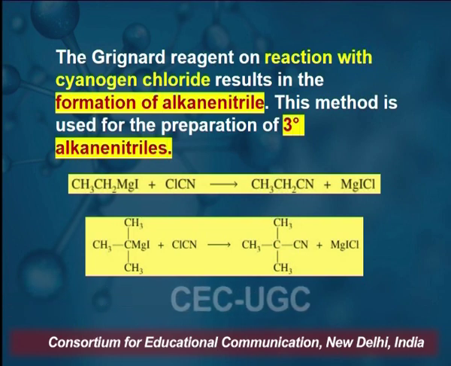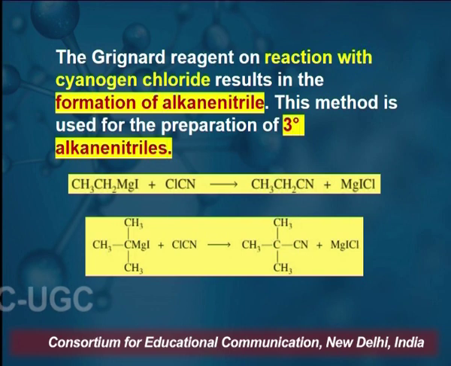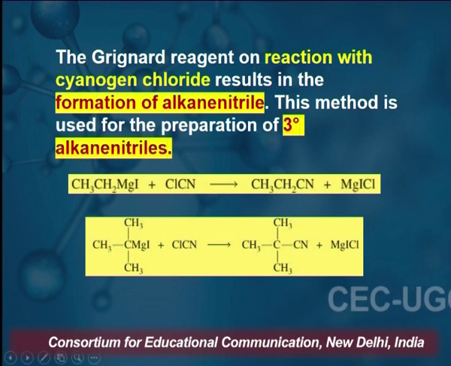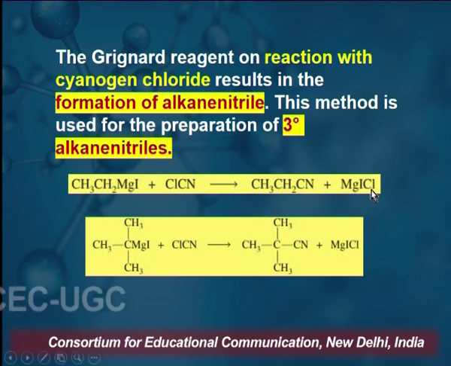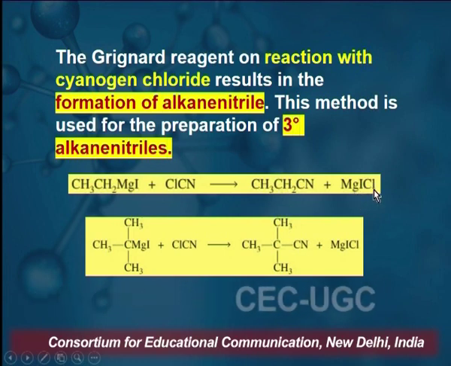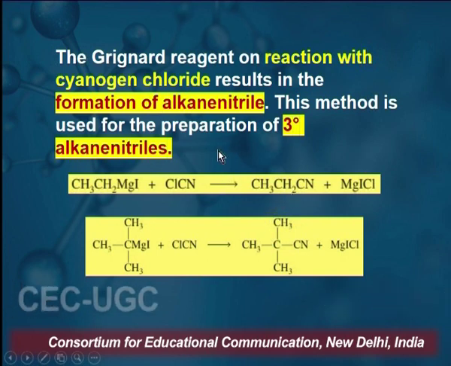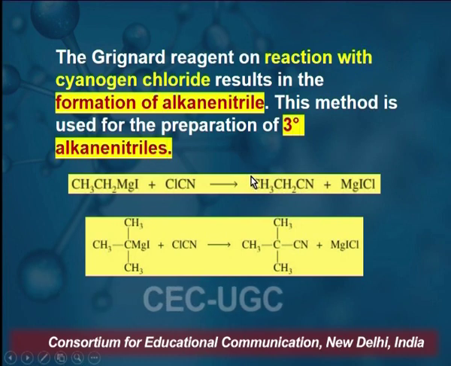Now, this reaction provides an excellent method for the preparation of nitriles, like we have ethyl magnesium iodide on treatment with cyanogen chloride, it results in the formation of the corresponding nitrile. Here the propane nitrile is there and we get the corresponding iodochloro magnesium. Now, in this case it provides an excellent route for the preparation of the corresponding nitrile.